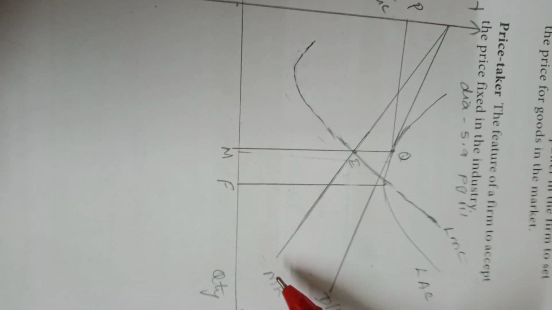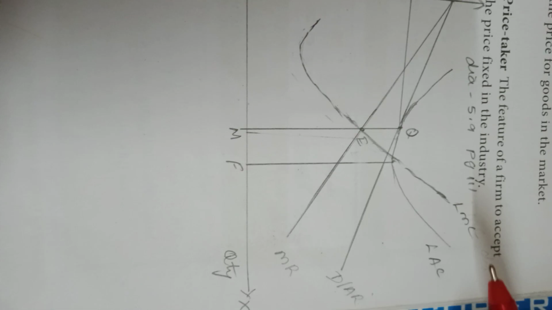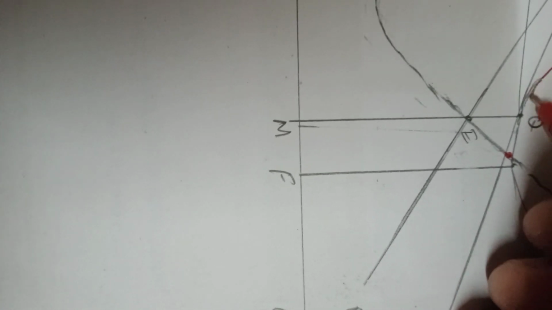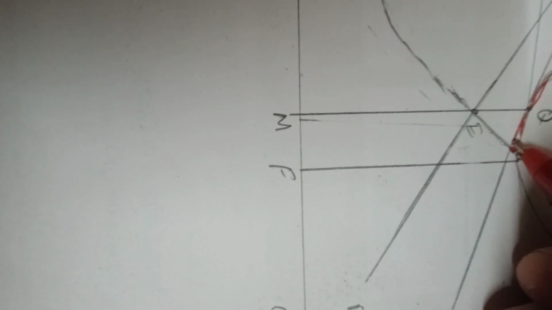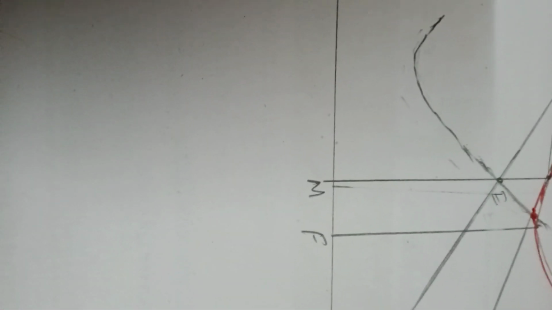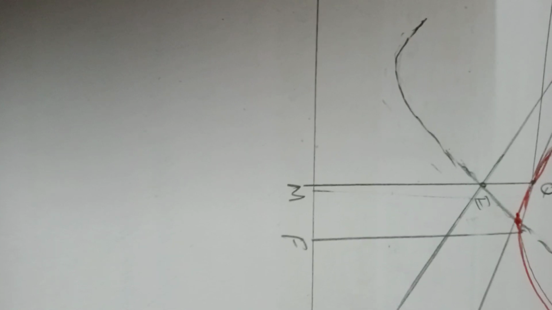AR curve is nothing but the demand curve or the price line. Below the AR curve you can draw the MR curve. Now we need to, in the long run, it is understood that the average revenue curve, average cost curve and the marginal cost curve, everything intersects at one point.